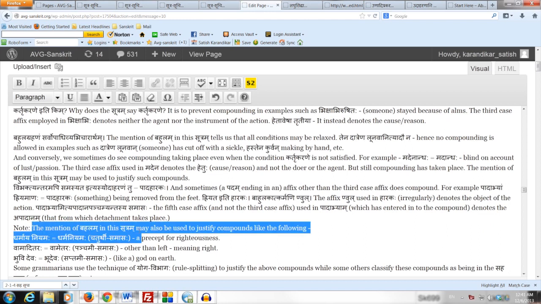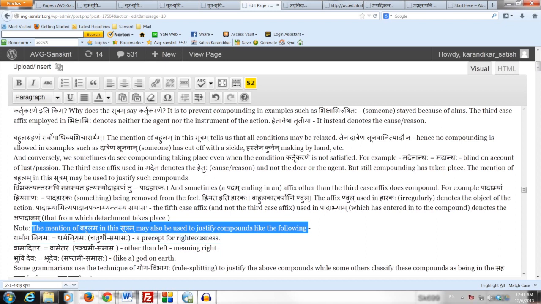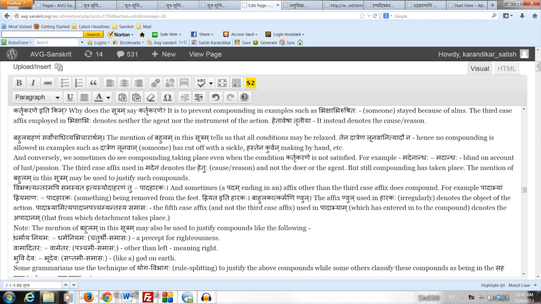Next note here says that the mention of bahulam in this sutram may also be used to justify compounds like the following. Dharmaya niyamaha, which is a chaturthi samasaha. Dharma niyamaha, precept or a rule for dharmaha. When we study chaturthi samasaha, we will see that this compound is difficult to justify using a sutram from the Ashtadhyayi. So we take recourse to bahulam mentioned in this sutram 2132 to justify this compound.